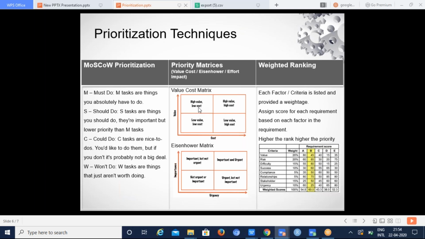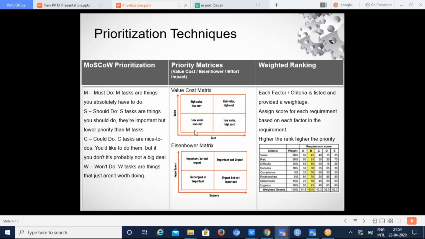The first quadrant is high value and low cost. Usually we prioritize the requirements which have high value and low cost. And then the second quadrant is high value and high cost. Though the cost is high, it's going to provide us high value. So I'm going to invest in the requirement to ensure that I get high value.